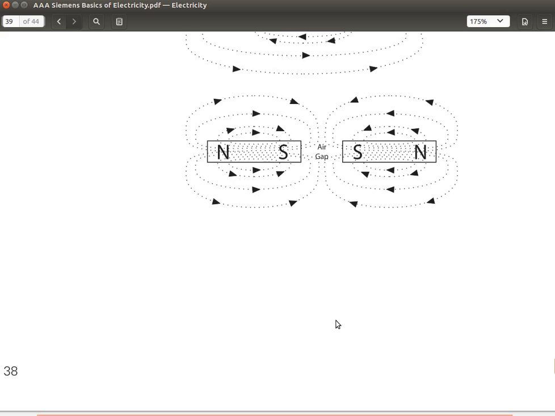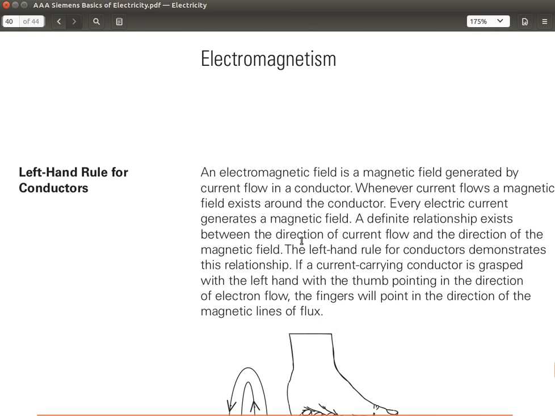Now we look at electromagnetism. Now the fact is, anytime a current flows through a conductor, a magnetic field is set up around the conductor. Whatever type of conductor, no matter how high or low the current is, there's always a magnetic field set up around the conductor.